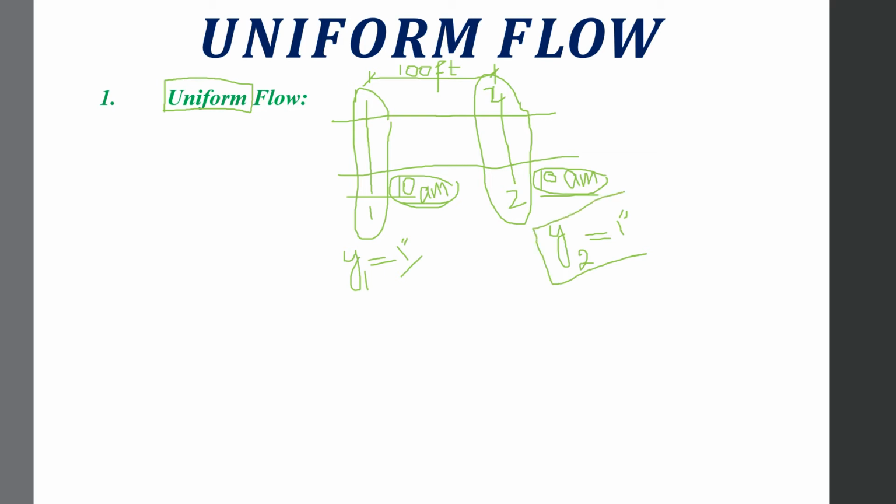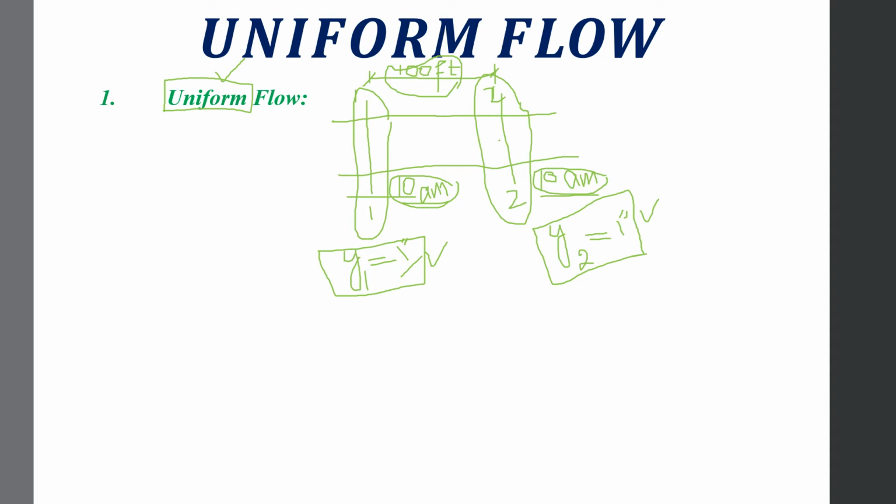What does this mean? It means that the depth of flow is constant. The depth of flow is not changing with respect to this distance of 100 feet. This may be 1000 feet, 1500 feet, or 10,000 feet, but in this case the two points are 100 feet away from each other and the depths of flow are the same. Then this means that the flow is uniform. It has kept itself uniform from point 1 to point 2.